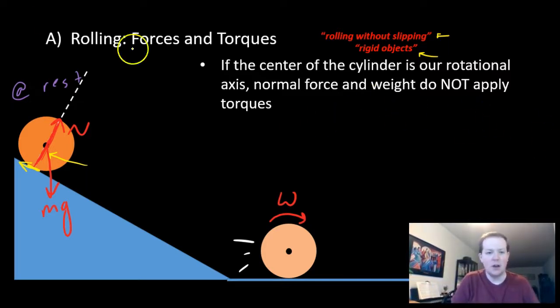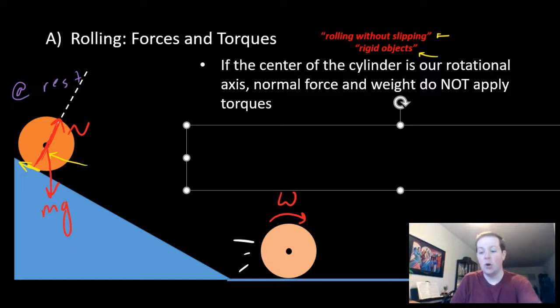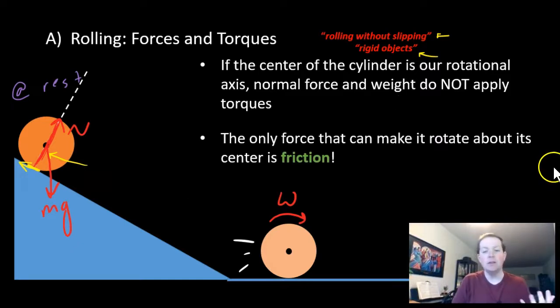So let me get rid of this right here. A little add on to our notes. The only force that can make it rotate is friction, and in this case, friction is pointing up. I'll put it like this. This turns out to be a static friction, and I'll prove it a little better later on.